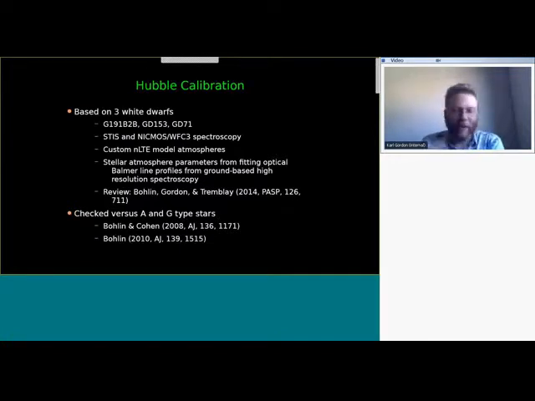There is a review that Ruppel, myself and Grant Tremblay wrote about all of what led up to Hubble being based on just these 3 white dwarfs, and a history of UV, optical and near-infrared calibration over the last 20 or 30 years. The Hubble calibration has also been checked versus A and G type stars, and this white dwarf calibration is found to be consistent.